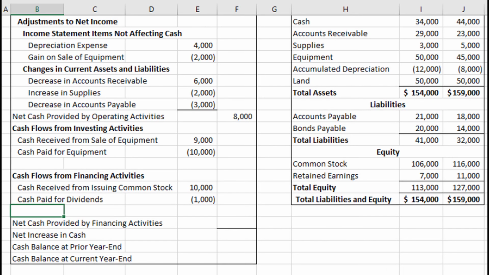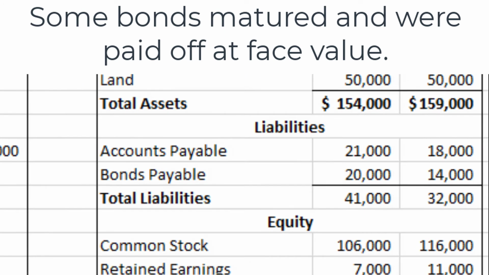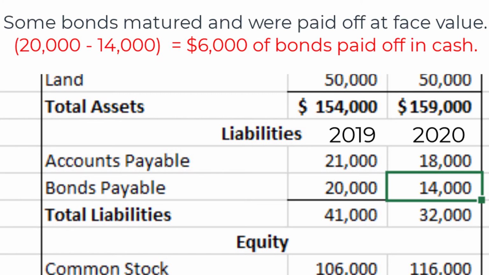Alright, we are on to our last piece of additional information, which says that some bonds matured and were paid off at face value. So if we take a look at our liabilities here, we see we have bonds payable, which started at $20,000 in 2019 and then had a balance of $14,000 in 2020. So the difference between those two numbers and the amount that was paid in cash is $6,000. So this is going to be a financing activity as well, since this is a change in long-term liabilities.